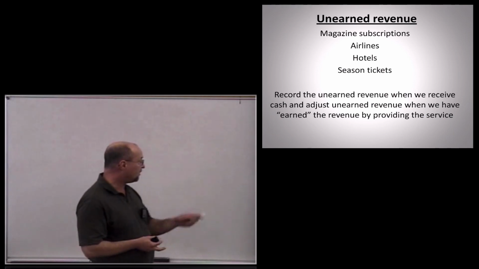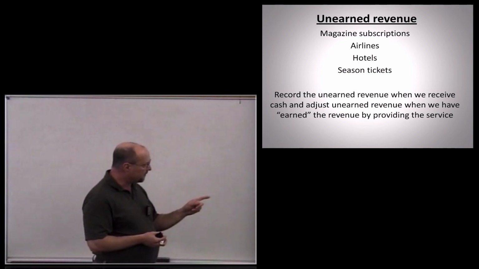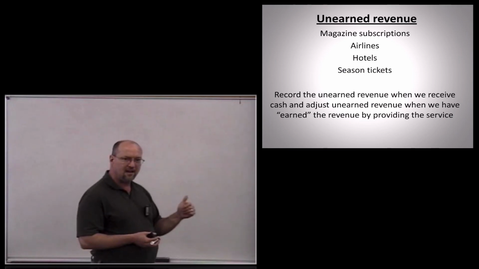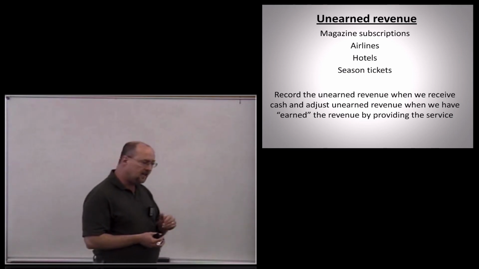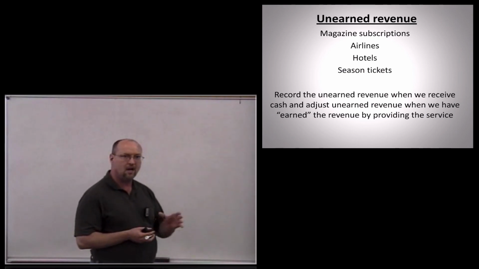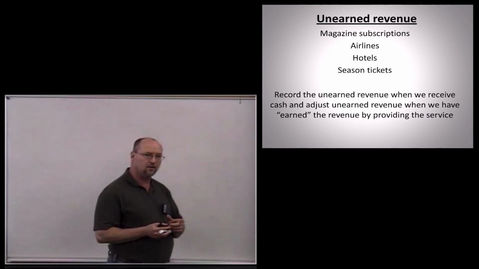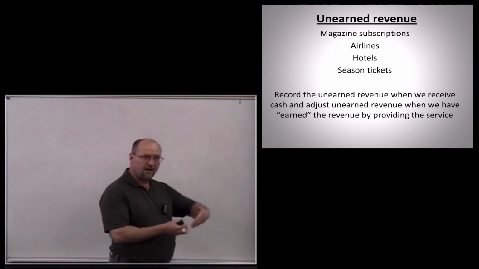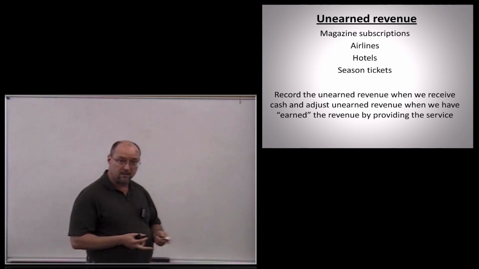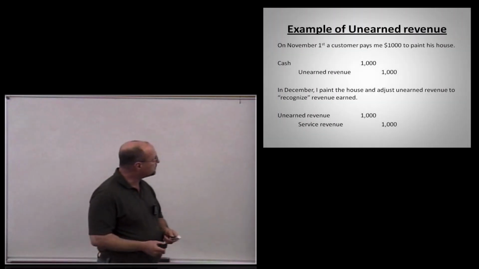Okay? So we record the unearned revenue when we receive the cash, and then we adjust unearned revenue. And remember, unearned revenue is a liability. It's a current liability. Even though it has the word revenue in there, it's a liability because it is unearned. We don't recognize revenue until we've earned it. How do we earn it? We provide whatever service it is that we provide. Okay, here's an example.